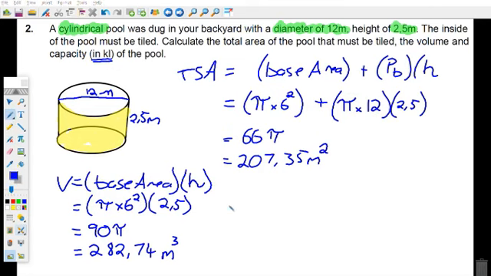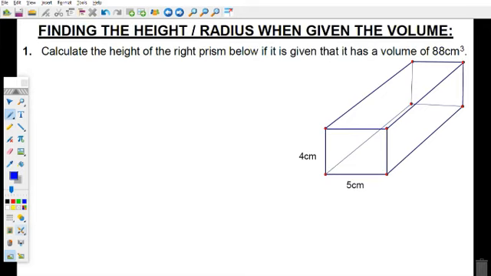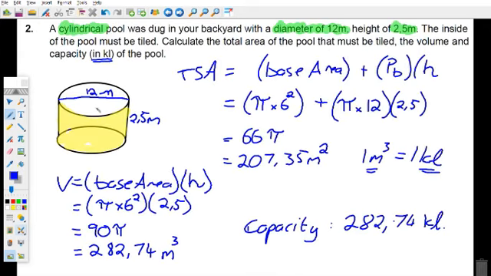Okay, so what's it going to be here? So my capacity, what's it going to be? 282.74. And then remember, it's a 1-to-1, so 1 meter cubed is equal to 1 kiloliter. They want it in kiloliters, so we must have it in meters. We already have it in meters cubed. Because it's 1-to-1, all we're doing is changing the unit. Kiloliter. Okay, any questions about that? No. Okay, so there we go.